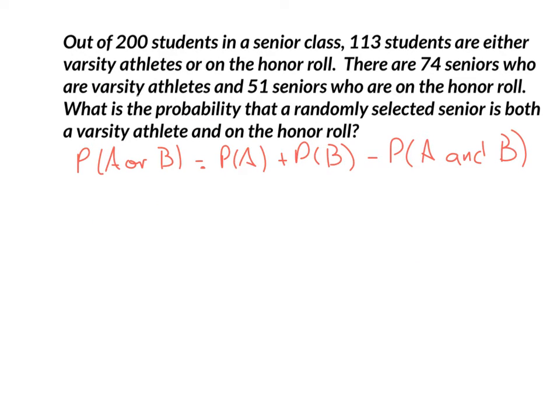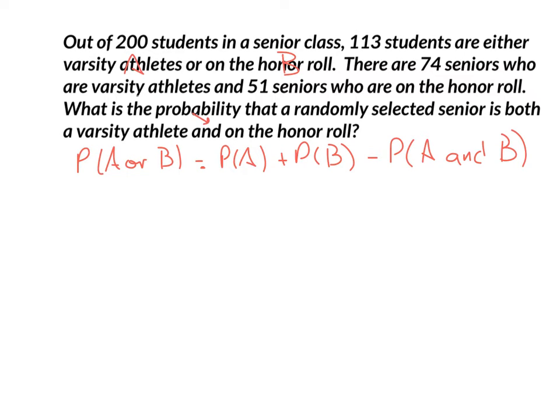All right, out of 200 students in a senior class, 113 students are either varsity athletes or on the honor roll. I'm going to make the varsity athletes be event A and the honor roll be event B. There are 74 seniors who are varsity athletes and 51 seniors who are on the honor roll. What is the probability that a randomly selected senior is both a varsity athlete and on the honor roll? Now, we haven't learned how to do and problems yet.